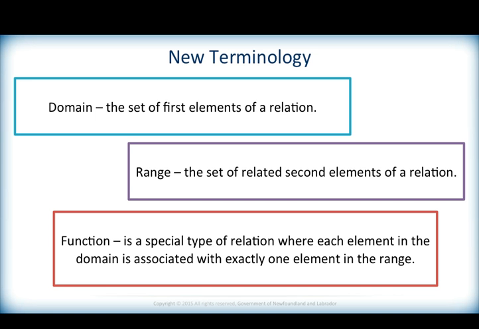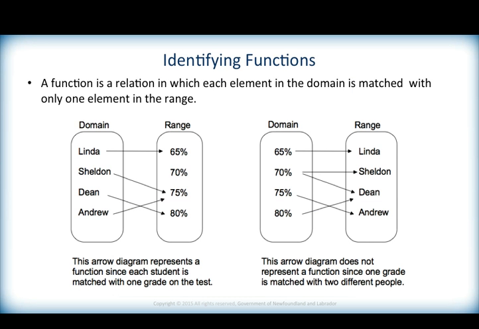During this lesson, we're going to look further into functions. Let's look at how to identify functions. A function is a relation in which each element in the domain is matched with only one element in the range. If we look at the first example on the left, this arrow diagram represents a function since each student is matched with one grade on the test. Each student, Linda, Sheldon, Dean, and Andrew, is only matched with one element in the range. Therefore, that arrow diagram does represent a function.